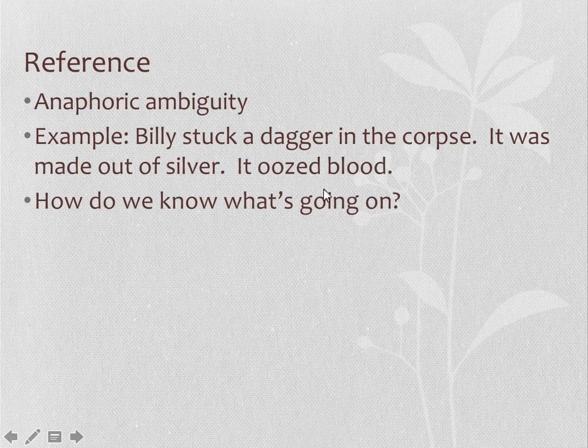And then it oozed blood. Again, another it. So is it the dagger? Is it the corpse? Is it the silver thing? And most people pick the corpse because corpses are supposed to ooze blood. So this is anaphoric ambiguity because there are three nouns that we could be referring to, and it's not clear which one it is at first. You have to make the inference, that jump, to be able to figure it out.